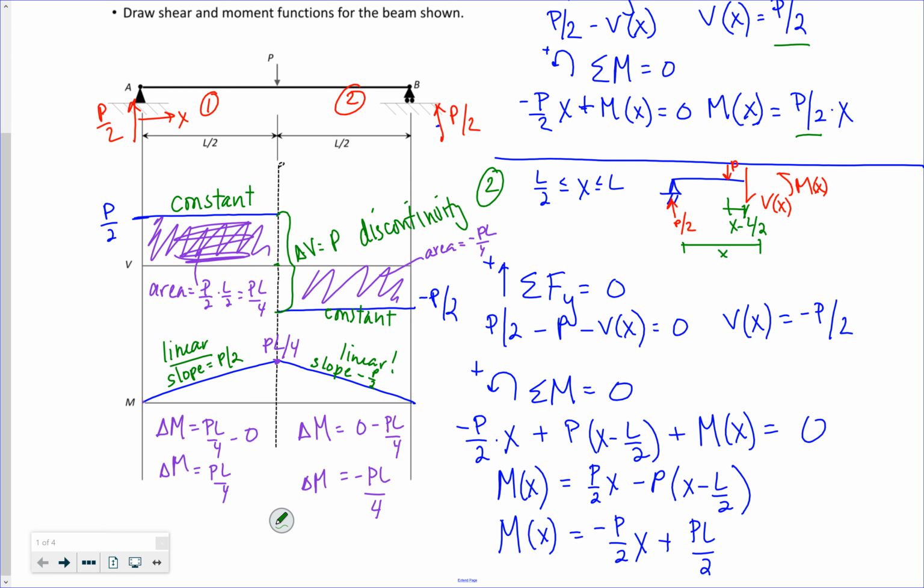Right? This also shows that my moment is equal to 0 on either side, because these are a pin and a roller, so I shouldn't have any moment. And my shear, P over 2, is equal to the reaction right at that point. Same on the other side, negative P over 2, equal and opposite of that upward reaction at B.